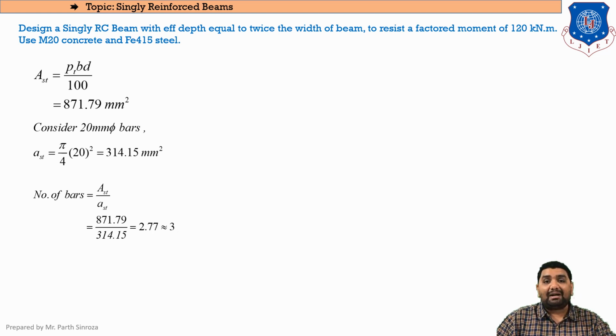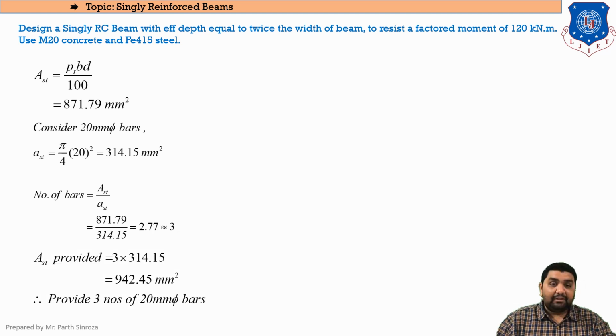That means 2.77 bars are to be used, but we can't cut our circular bar into 77% and provide it. We need to provide a whole number. So we'll be providing 3 bars in this case. Clear? So the AST provided here will be 942.45 mm square, and this will be a final statement that you must write to get the maximum marks in your answer: provide 3 numbers of 20 mm diameter bars.